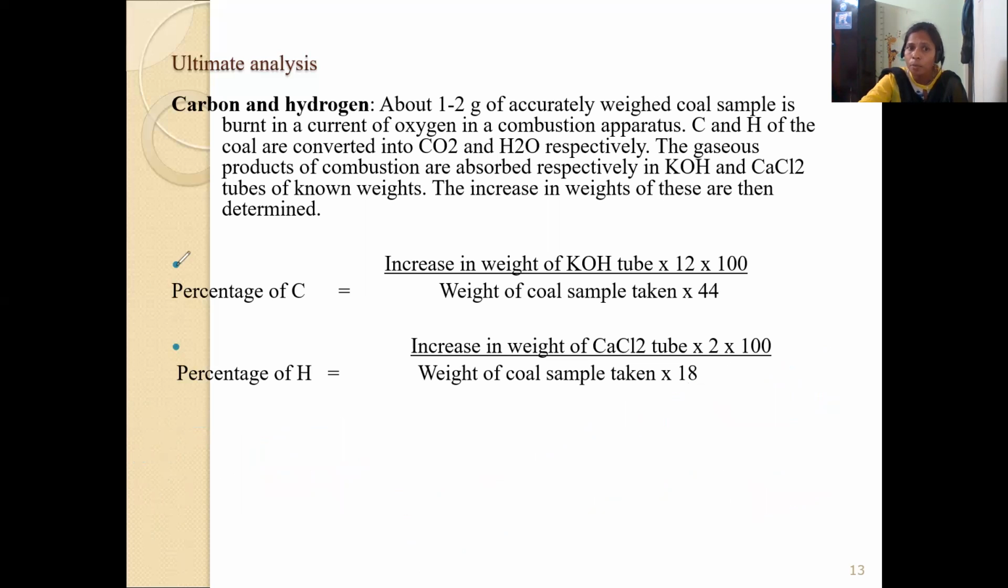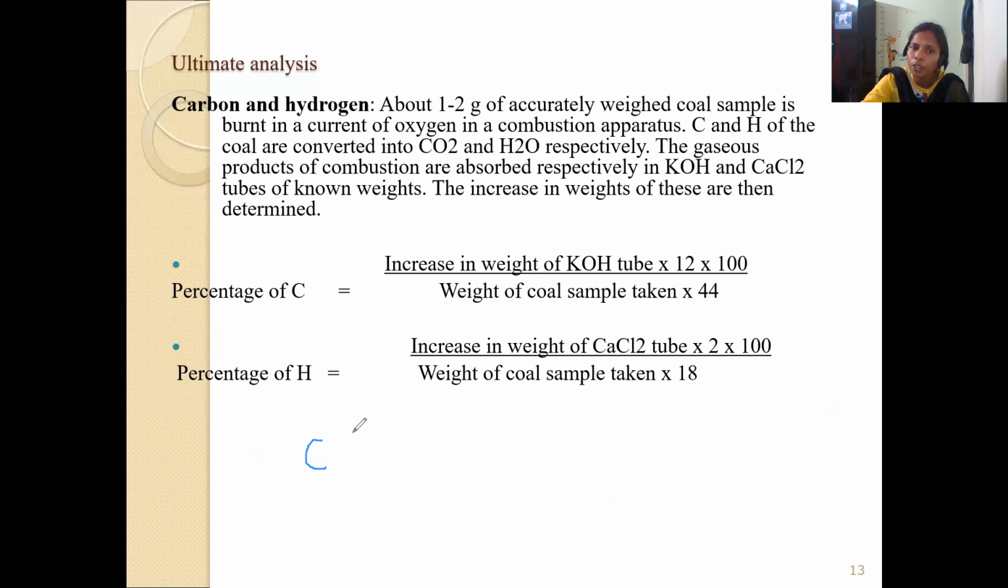So let us see the formulas. Percentage of carbon is equal to increase in the weight of KOH into 12, divided by weight of coal sample taken into 44, into 100. You may have one doubt: how did we get 12 and 44?